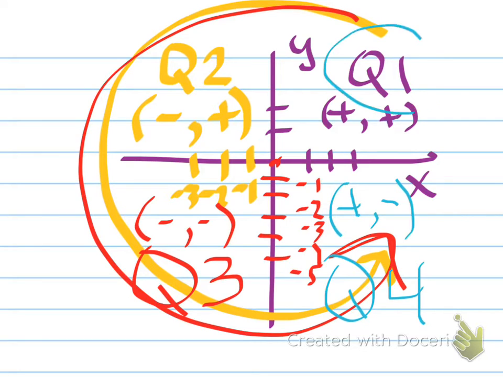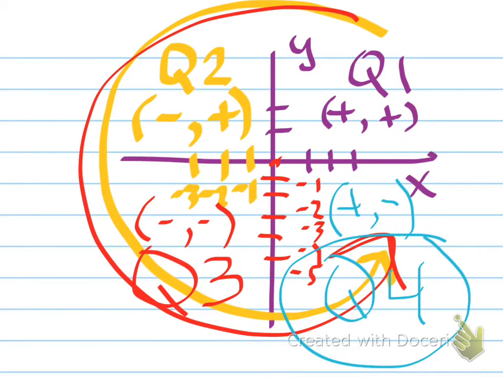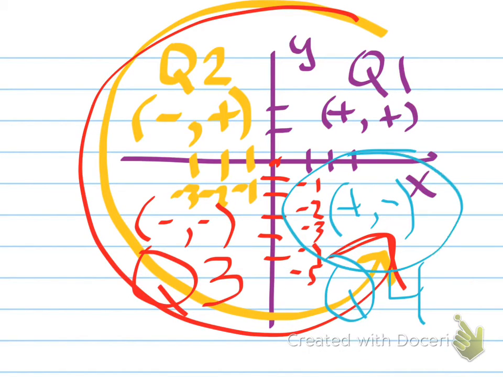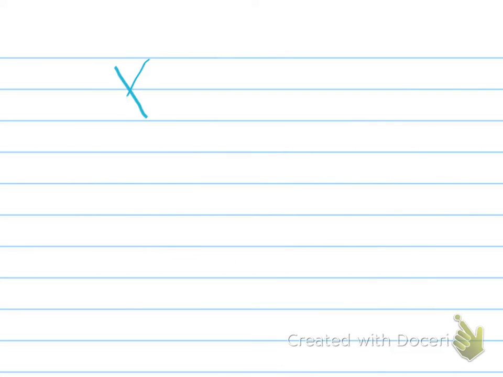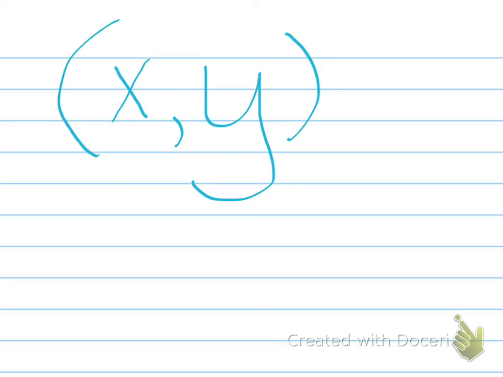So we've got our quadrant 1, positive and positive. We have our quadrant 2, negative, comma, positive. We have our quadrant 3, negative and negative. And we have our quadrant 4, which is positive and then negative. And we can figure out what's positive and what's negative just by knowing that the first value is our x value, and our second value is our y value.